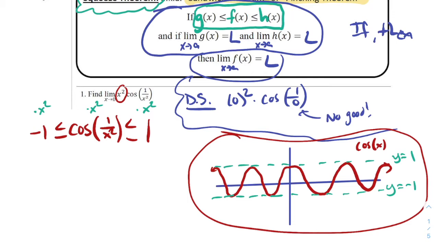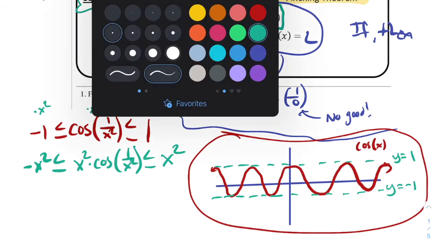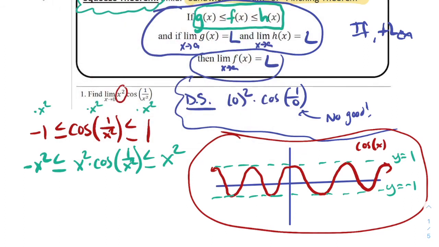If we do that, this is now going to become -x squared is less than or equal to x squared times cosine of 1 over x squared, which is less than or equal to 1 times x squared, which is x squared. If this statement is true, that's our if part. So now we need to get to the limit piece. What are the limits of each of these things?